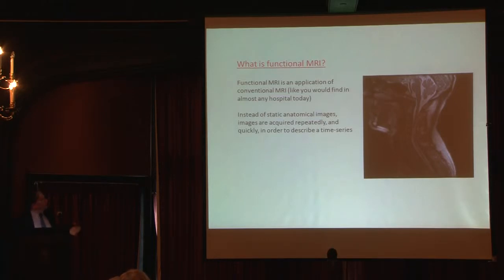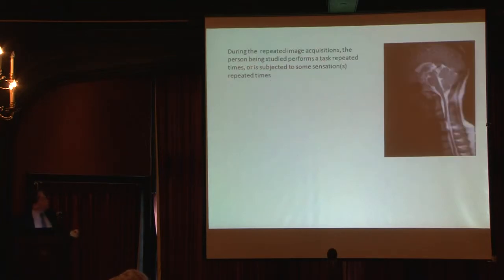It's just another application. Instead of doing static anatomical images, we acquire images repeatedly in time. We want to do it quickly, so we usually give up some image quality, some spatial resolution, so we can get high speed, and we do a time series. If you've heard of brain fMRI, which is much more common, it's really the same thing. We just have made a few key adaptations to make it work in the spinal cord.